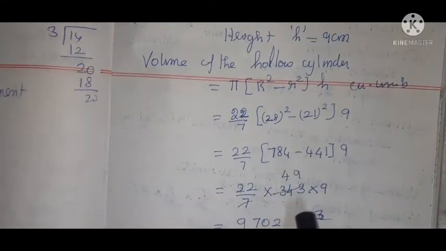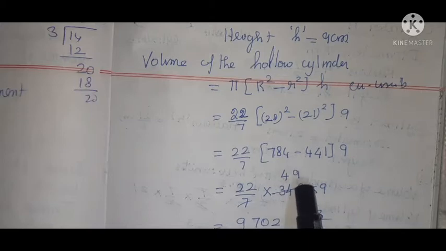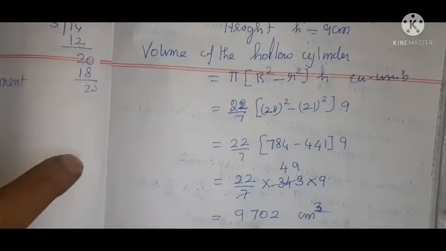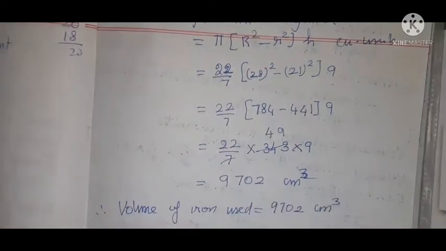22/7 into 784 minus 441, 343, into 9. 343 divided by 7, we get 49. 22 into 49 into 9, we get 9702. Therefore, volume of the iron used is 9702 centimeter cube.